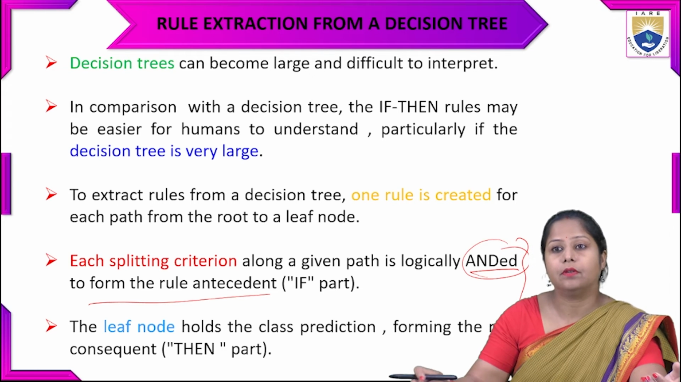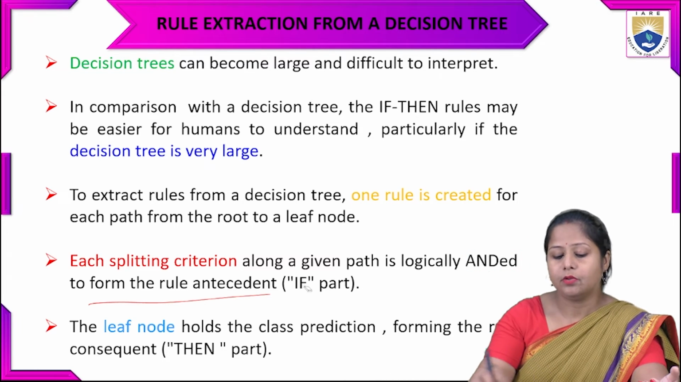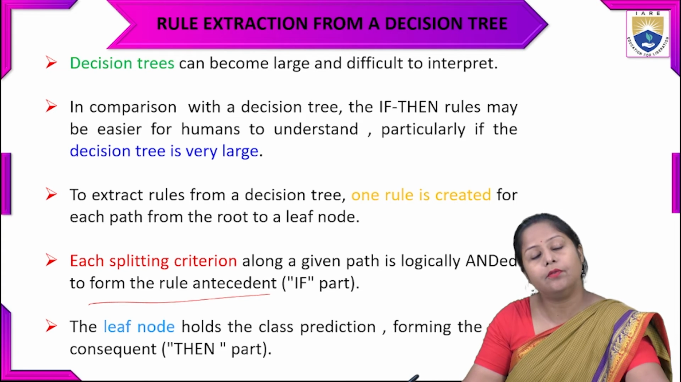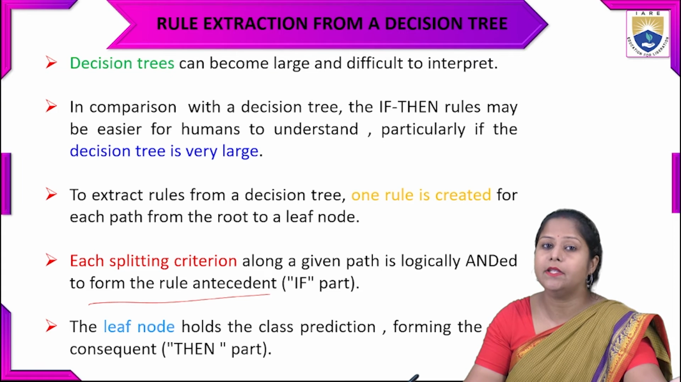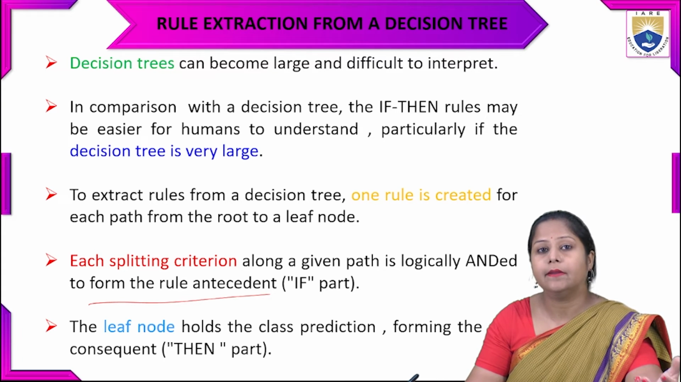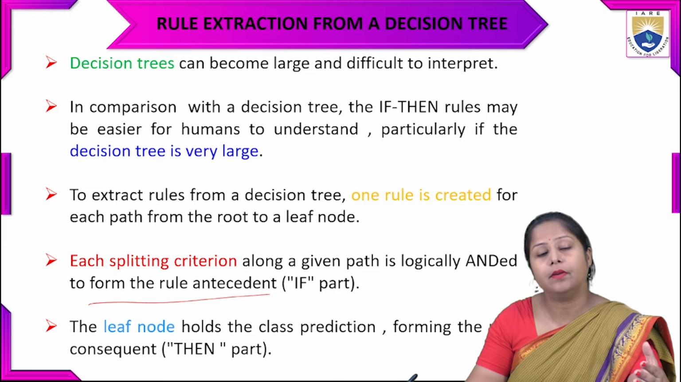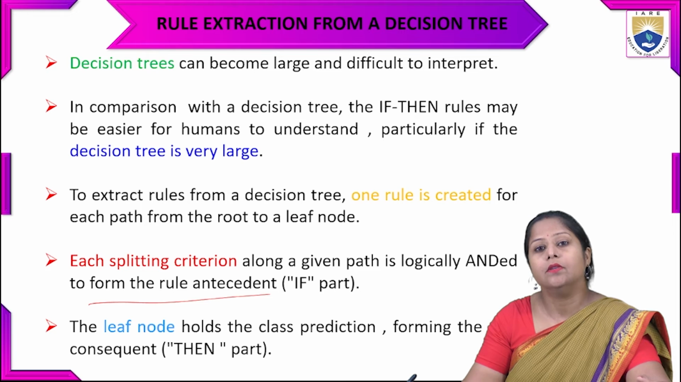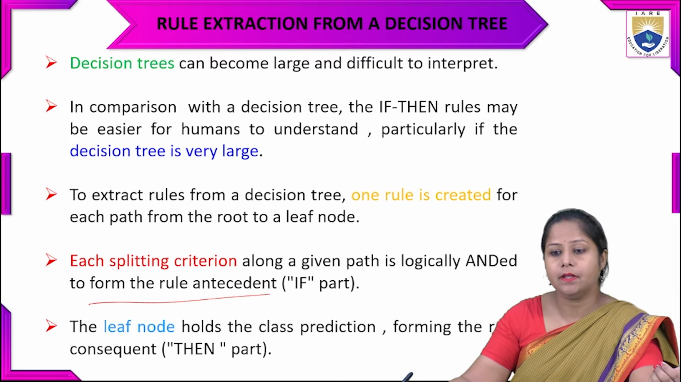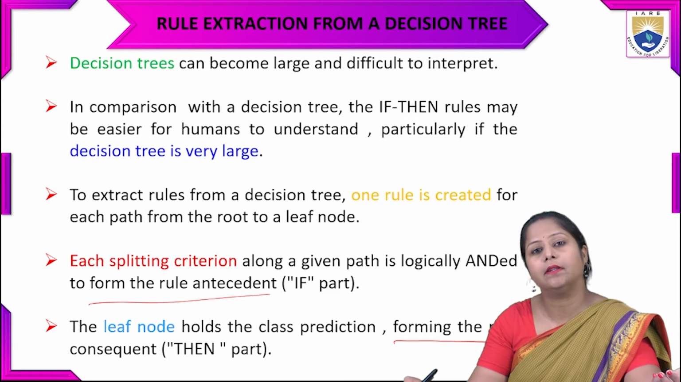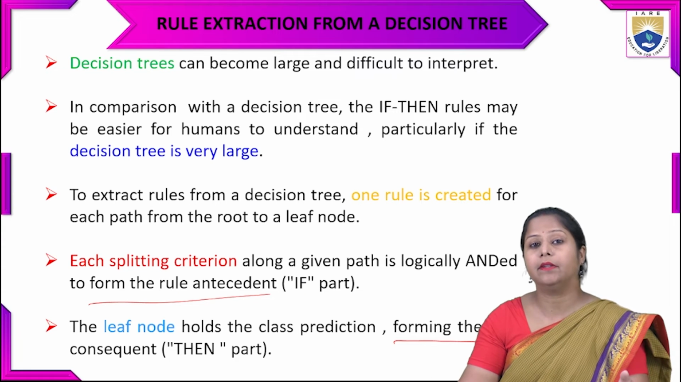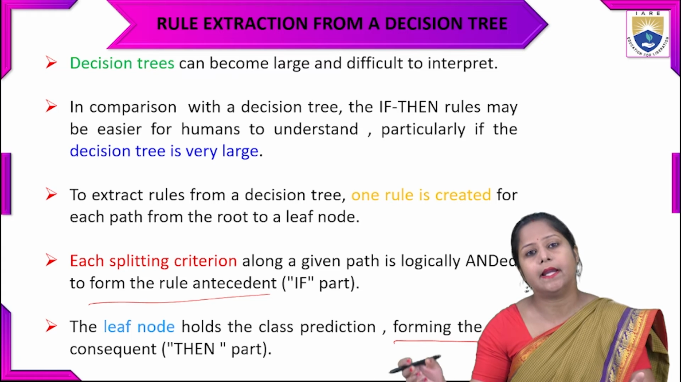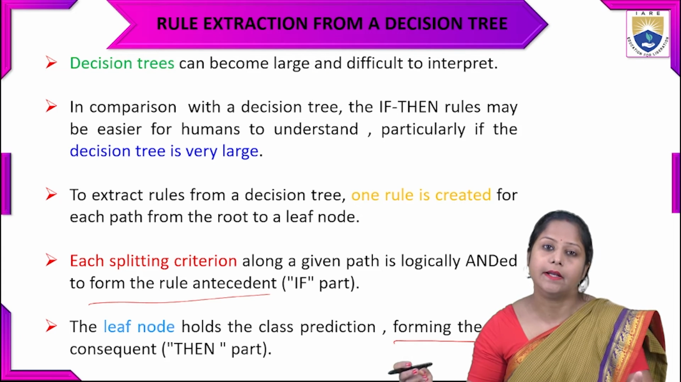Now we are going to the leaf node. The leaf node holds the class prediction. On the leaf node, all the class levels will be classified. By only seeing the leaf node, we can tell what the class levels are. So that is having the class prediction and forming the rule consequent, the then part, because we are going to predict the class level in the leaf node.